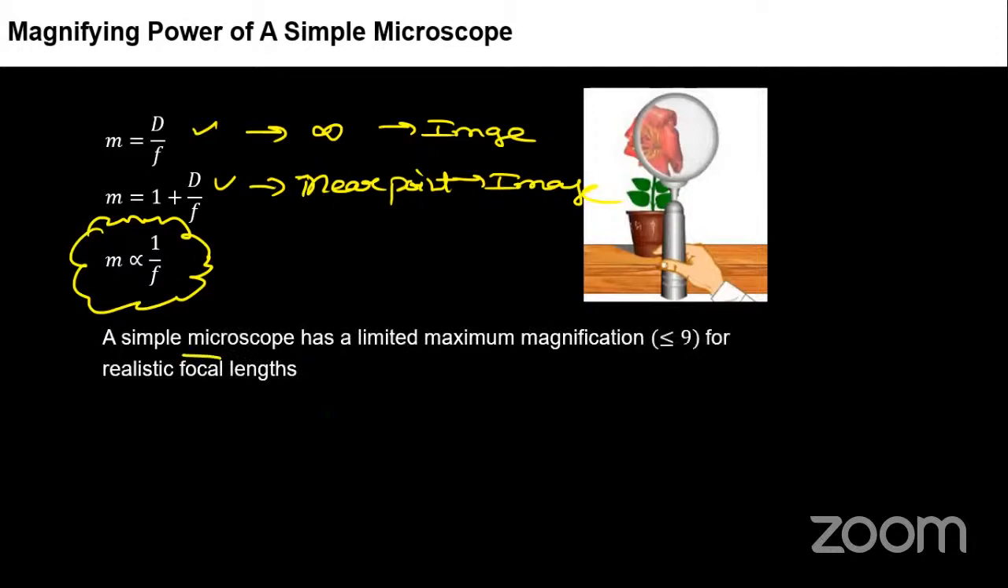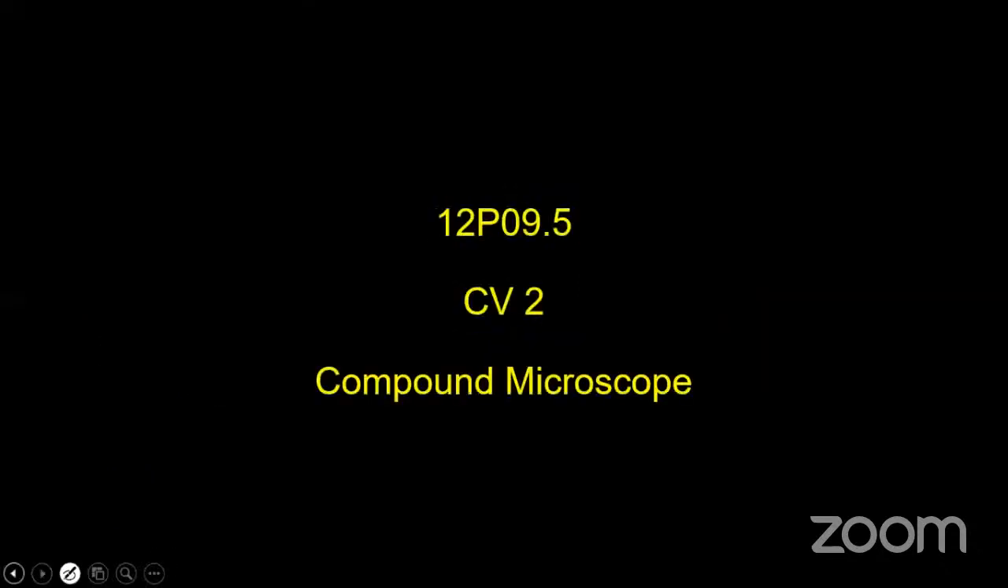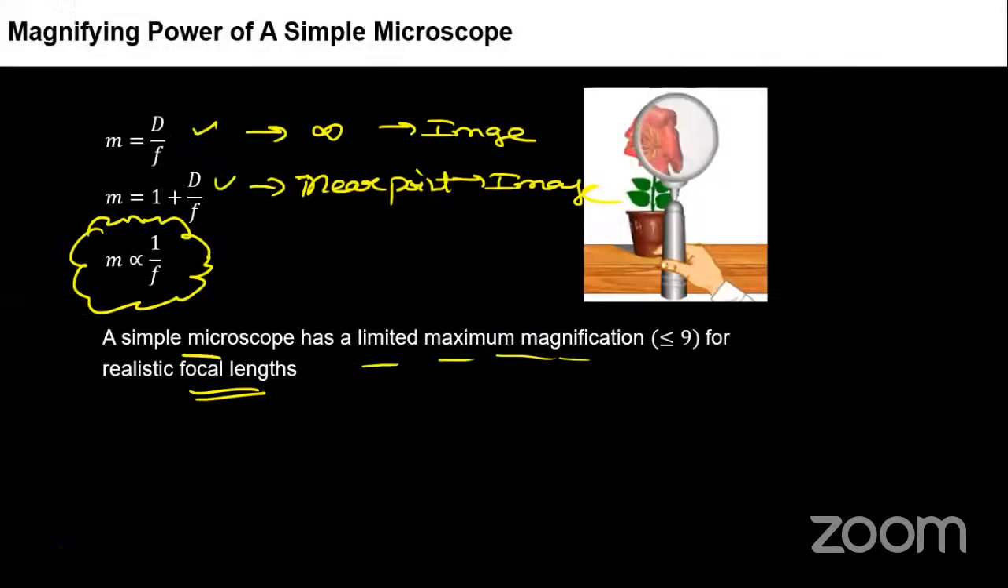So a simple microscope, we can say like this now: a simple microscope has limited magnification for particular focal length. Remember this thing. So students, this was all about today's class. Fine. Okay.